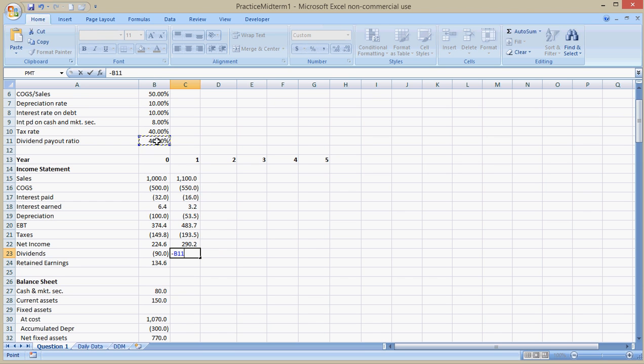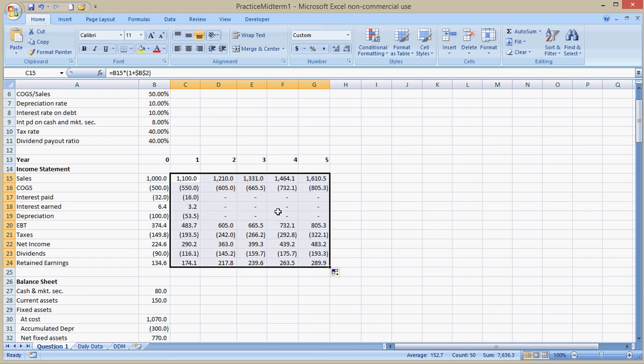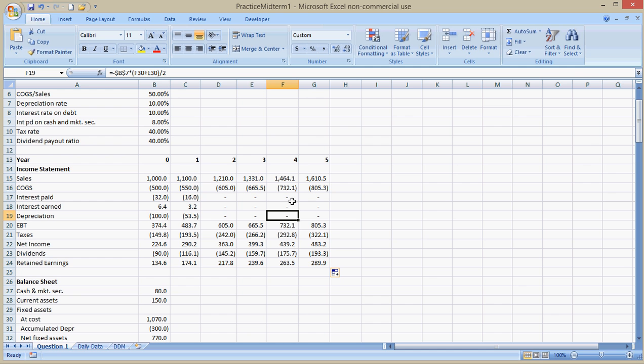Dividends, dividend payout ratio, negative again, F4 times my net income, and then my retained earnings. Remember, net income is either paid out as a dividend or it's kept as retained earnings, so I just add those together. I take all of this and I copy it across, and those are the projections for the income statement that are completely wrong because I haven't done the balance sheet yet.